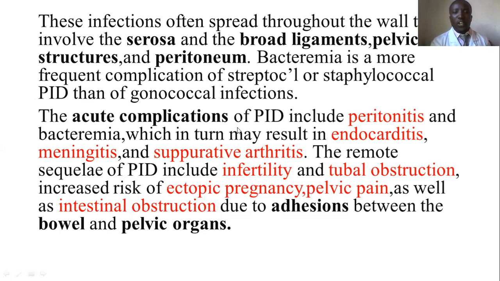So, the acute complications of pelvic inflammatory disease include peritonitis, inflammation of the peritoneal lining, the one that surrounds structures like the intestines, the liver, the uterus as well, and other organs. So they include peritonitis, meaning inflammation of the peritoneum, and bacteremia, which in turn may result in endocarditis. Endo means inside, carditis, the heart. Endocarditis, meaning inflammation of the inner lining of the heart.